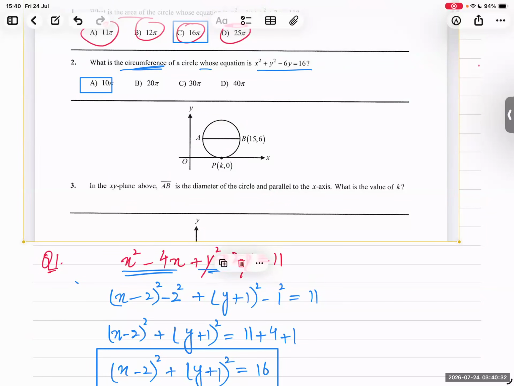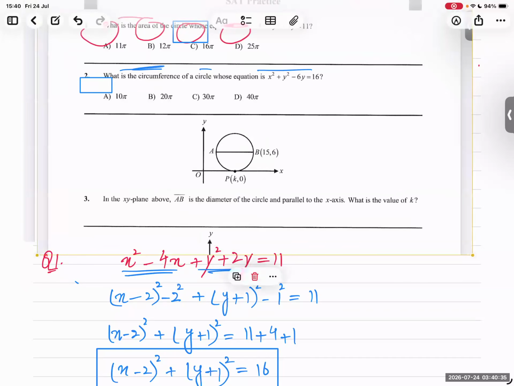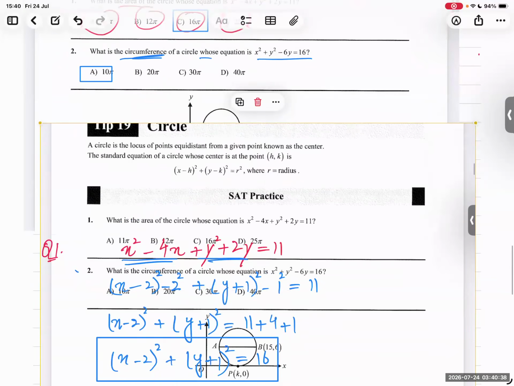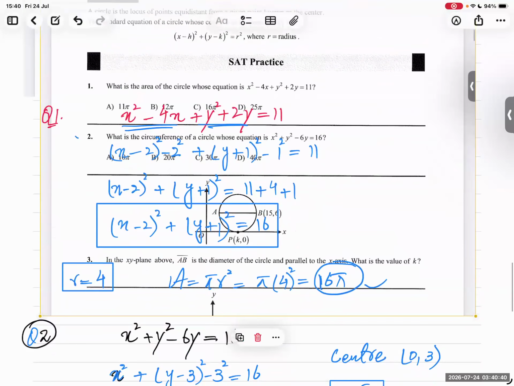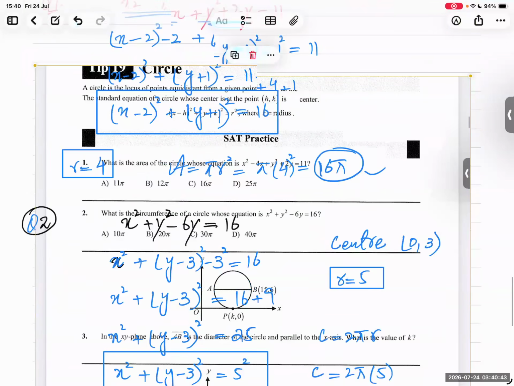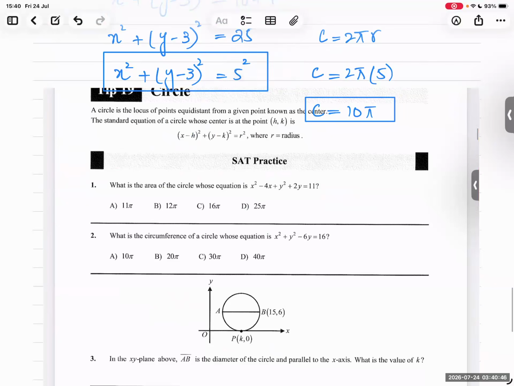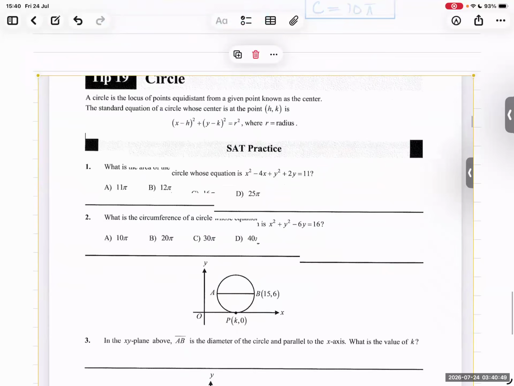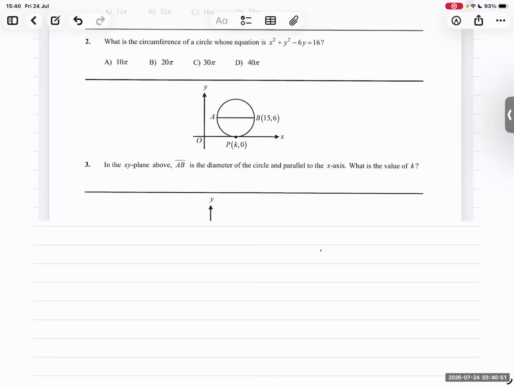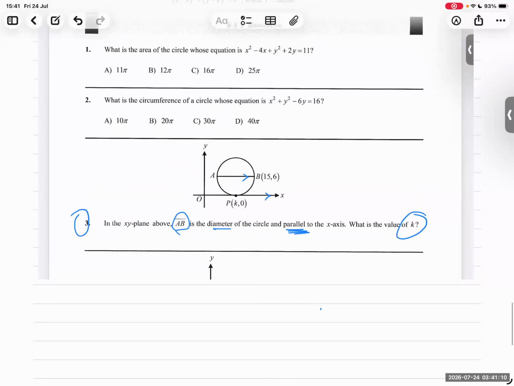That's good. Now, next is, yeah, this is important. You need to think on this question. Question number 3. In the XY plane above, AB is the diameter, okay? The first thing is that this is the diameter of the circle and this is parallel to x-axis. That is important. If this is parallel to x-axis, what is the value of K? Yes, give it a try.